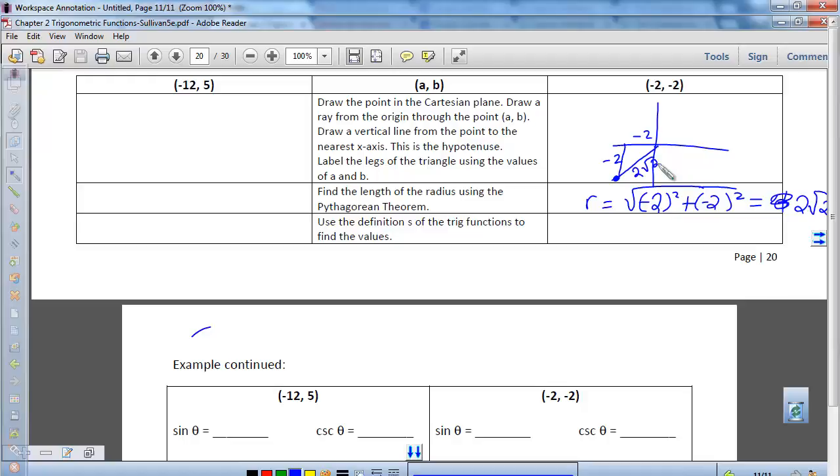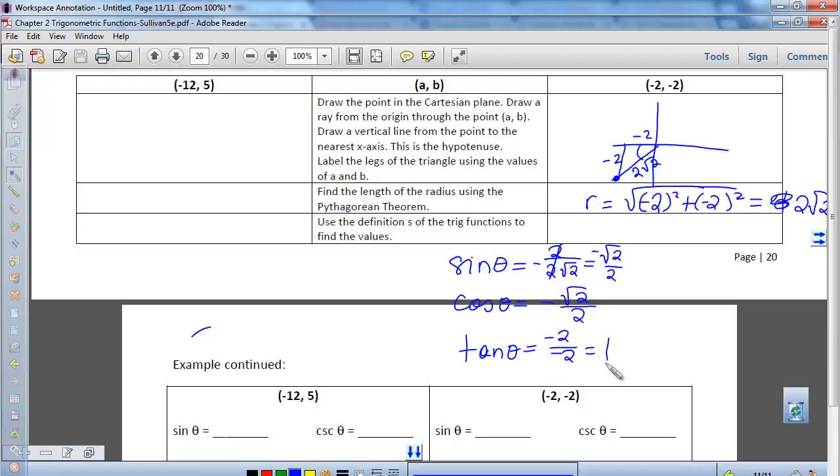All right, so now we have all of our sides. We're going to look at them from this angle, always from the terminal side back to the x-axis. And so when I do that, I get sine theta is opposite over hypotenuse, so negative 2 over 2 root 2. Okay, so looks like the 2's cancel, 1 over root 2 or negative root 2 over 2. Okay, cosine theta equals what? Adjacent over hypotenuse, so it's going to be the same thing. Negative root 2 over 2. Okay, tangent theta is opposite over adjacent, so negative 2 over negative 2 or 1.